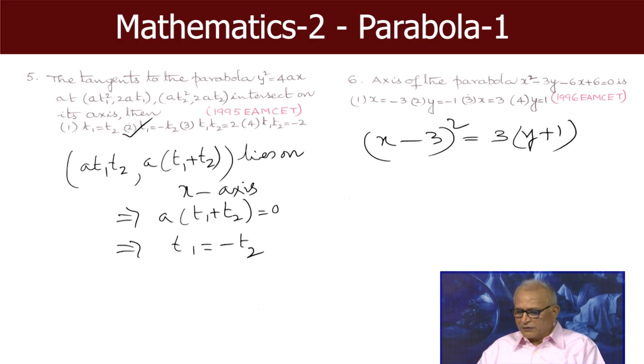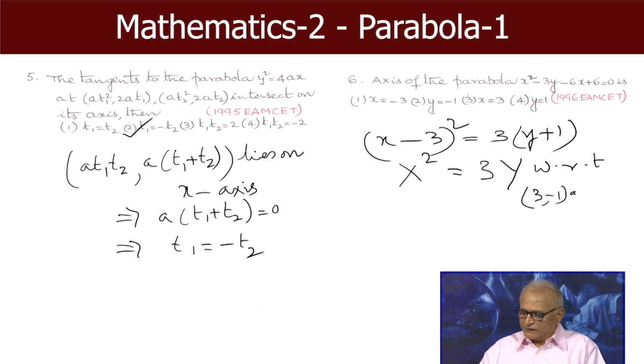So x minus 3 whole square equal to 3 times y plus 1. Or, writing its standard formula, x square equal to 3y with respect to 3, minus 1 as origin. 3, minus 1 కి ట్రాన్స్లేట్ చేస్తే x square equal to 4ay ఉంది. మొట్టమొదటి మనం స్క్రీన్ మీద చూసాం మనం. Axis of the parabola. What is the axis of the parabola? x square equal to 4ay. యాక్సిస్ ఏమవుతుంది? Y axis అవుతుంది. అంటే x equal to 0 అవుతుంది. ఓకే, అంటే ఇక్కడ capital X equal to 0 is the axis.